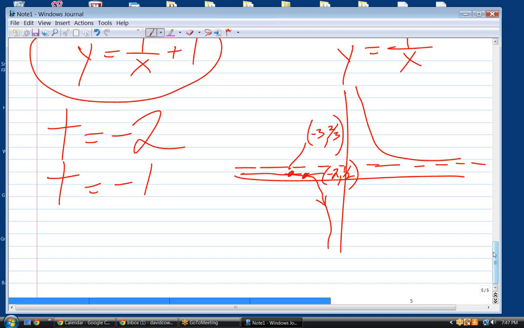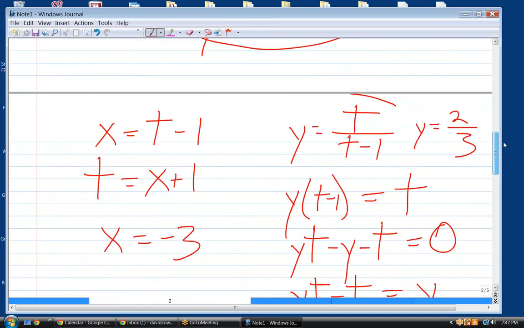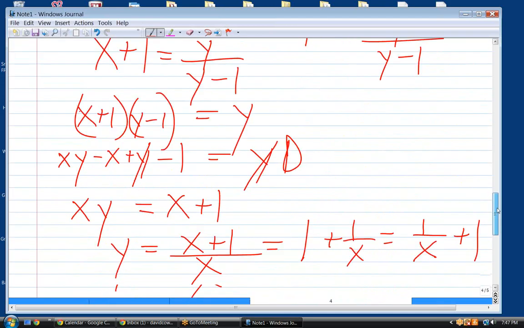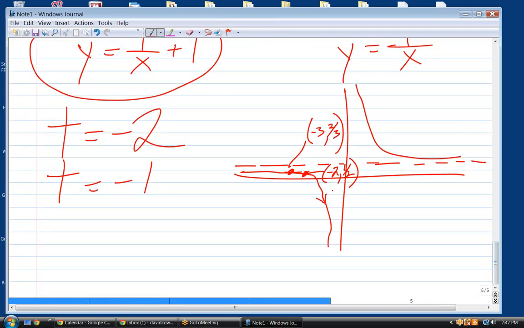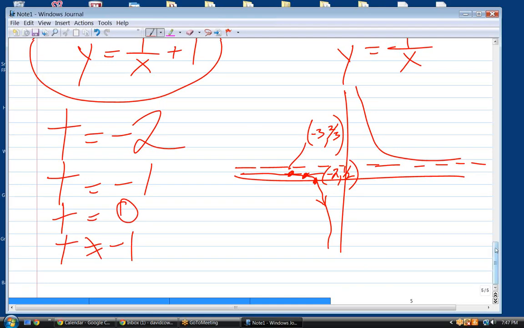Now let's keep going. When t is 0, x is -1 and y is 0. So when t is 0, x is -1, y is 0. That's when t is 0. Now, t can't be 1 because it violates the domain. So we're going to skip that.